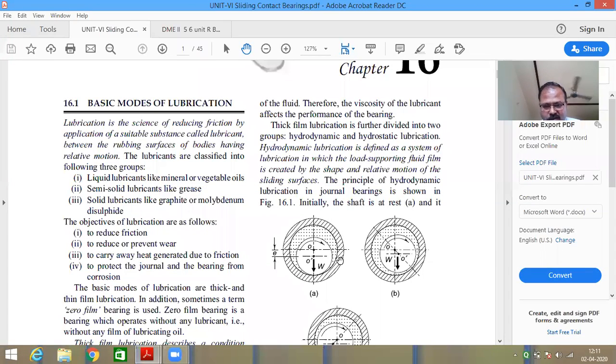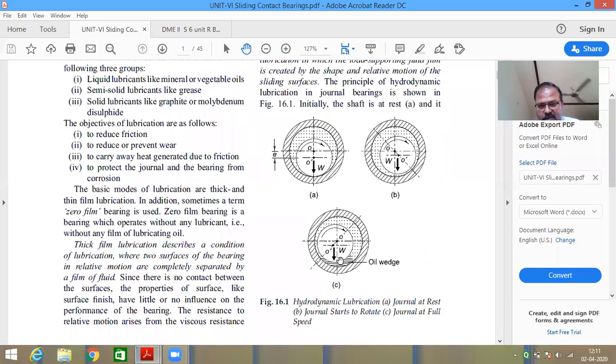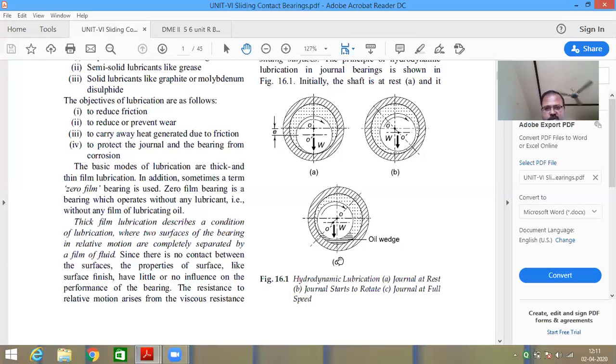The figure you see on the screen is a basic hydrodynamic lubrication. There are three figures over here: figure A, figure B, and figure C. At rest condition, the journal is resting on the surface of the bearing. W is the amount of load, O dash is the center of the journal, and O is the center of the bearing. When it is at rest, it will look like this. The lubricant is filled over here.